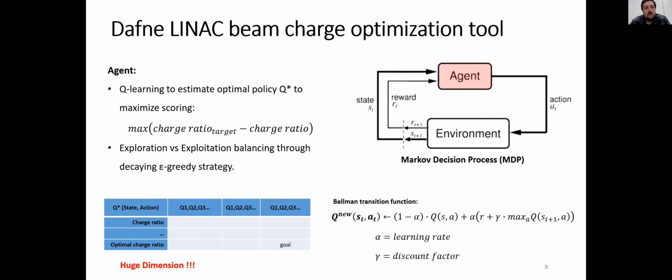Also here we have a rewarding variable in function of the difference between the desired charge ratio and the current charge ratio between the 2 beam current monitors. And we perform in the same way the static state action. We fulfill the static state action matrix.